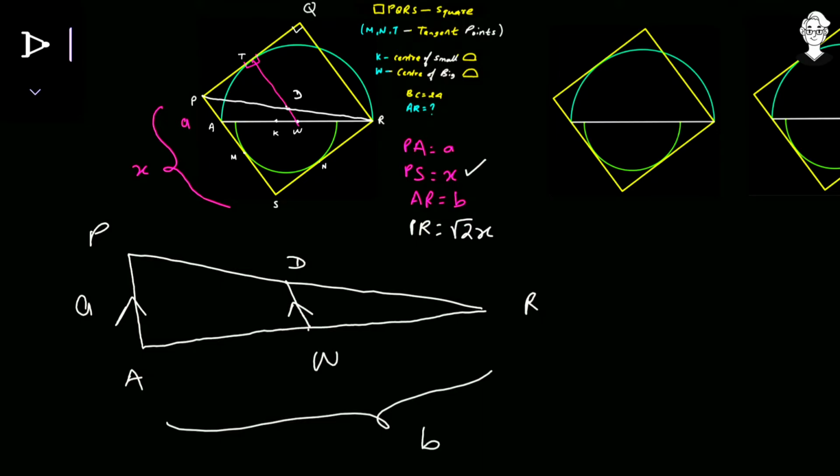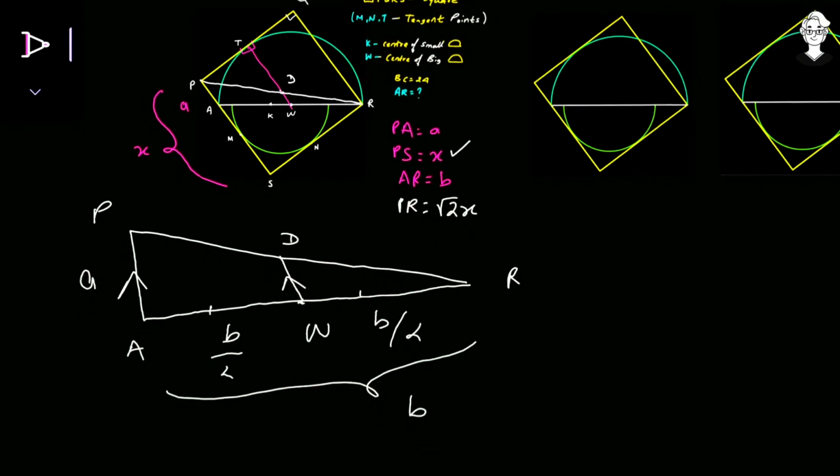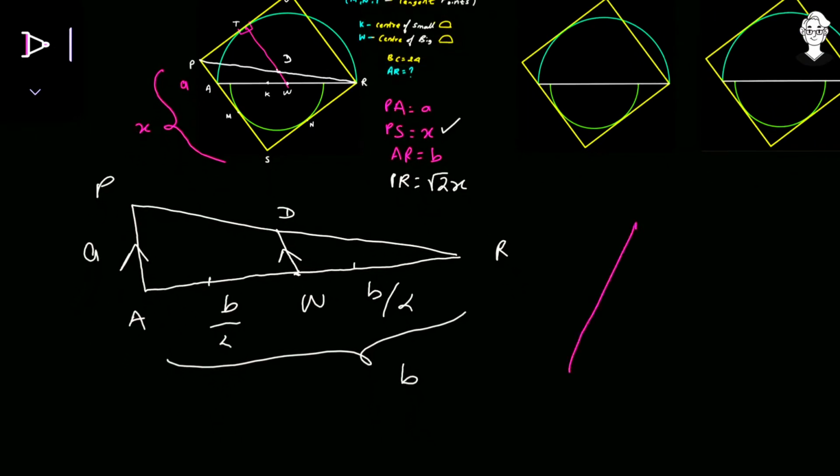Now W was the center of this bigger semicircle. So if W is the center, these both are going to be radius, that's half of the diameter. Diameter is B, so it equals B by 2, and it equals B by 2. Now what you can observe over here, look carefully. We can have the midpoint here. In a triangle, if a parallel line bisects one side, it is going to bisect the other side also. And if the base has some length y, the parallel line is going to have half the length of the base.